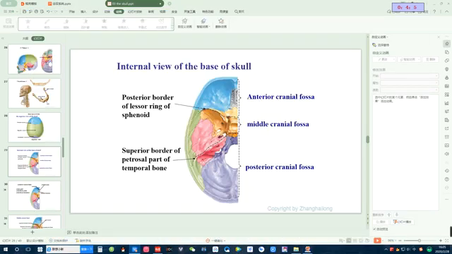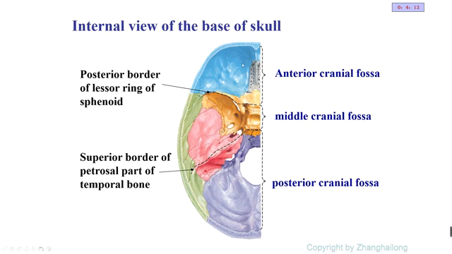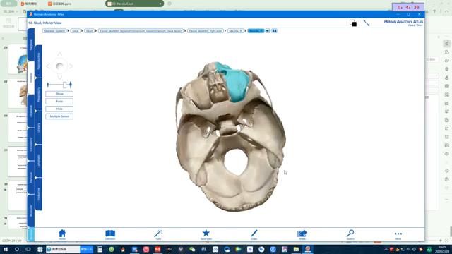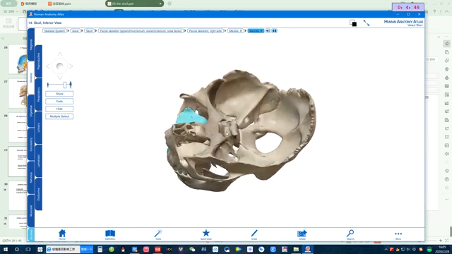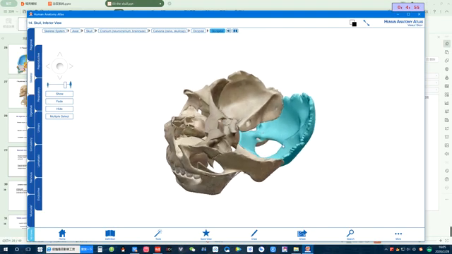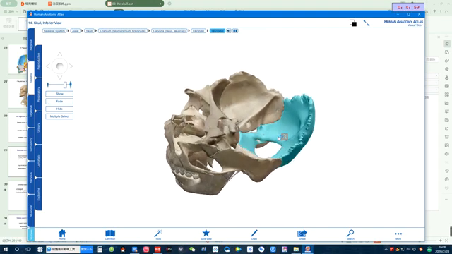Now we'll study the internal view of the base of the skull. Let's see what structures are on it. First, we can divide the base of the skull into three fossae of different depth. The anterior cranial fossa is very superficial. The middle cranial fossa is deeper, and the posterior cranial fossa is deepest. Now let's see the lateral view and the depth of them. Here the anterior cranial fossa is superficial, the middle fossa is deeper, and the posterior fossa is deepest. So they are not on the same level. From anterior to posterior, they are deeper and deeper.